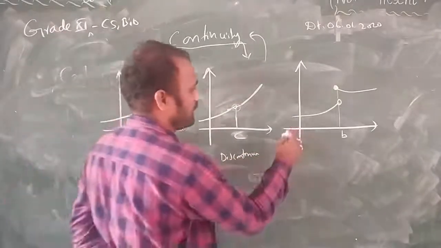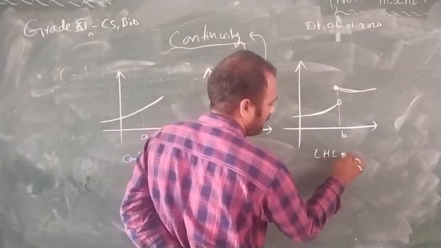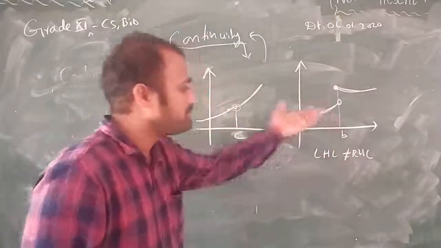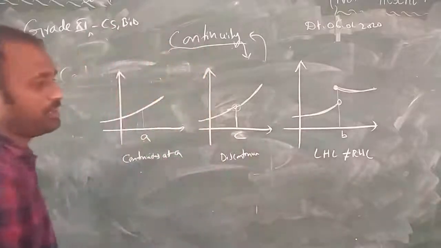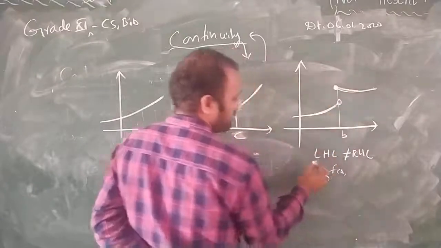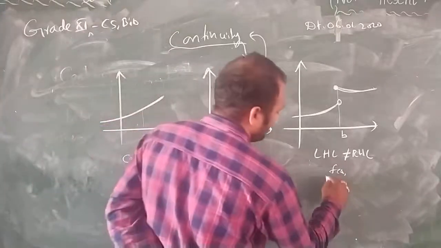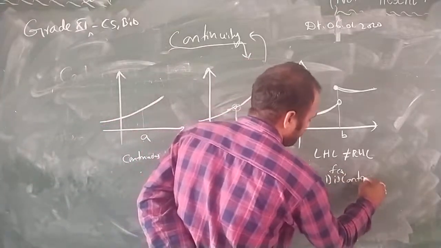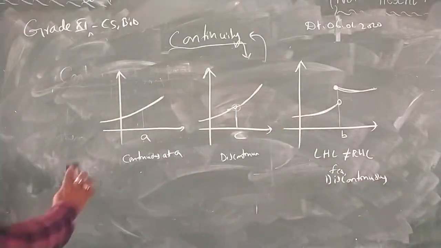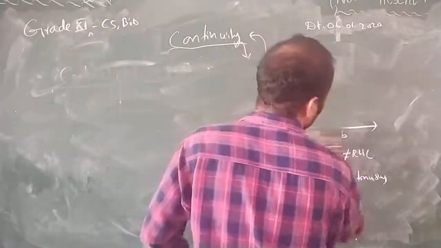Next, if you observe this third graph, here left hand limit and right hand limit are not at all equal. So left hand limit is not equal to right hand limit, then limit does not exist. If limit does not exist, then the function will not be continuous. And moreover, here the point is existing, but left hand limit is not equal to right hand limit. So this function we can call a discontinuous function. So this is about continuity and discontinuity.